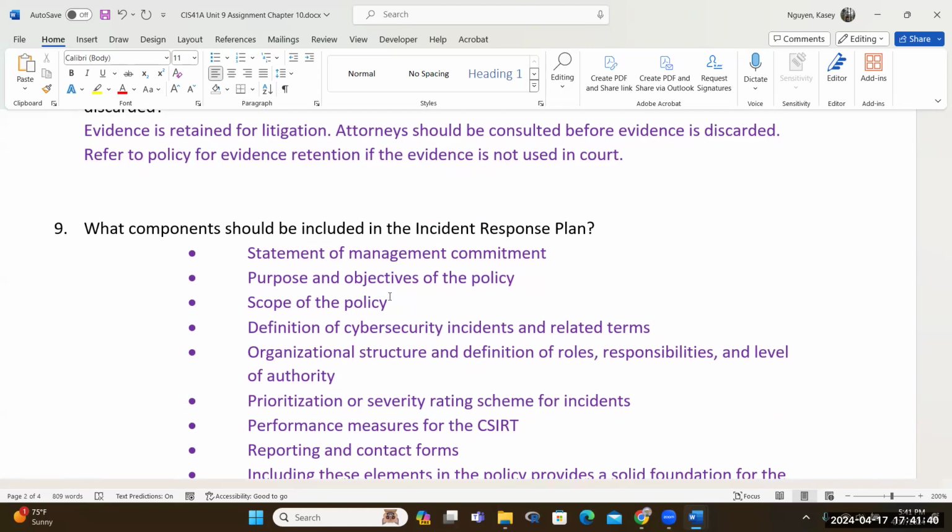Your IRP, your incident response plan, you need to have a statement of management commitment, how much they will support incident response, because sometimes that can be a lot of money, a lot of human hours, a lot of equipment, and so on. Time. We would list the purpose of our incident response, the objectives of the policy, the objective of the rules for incident response.